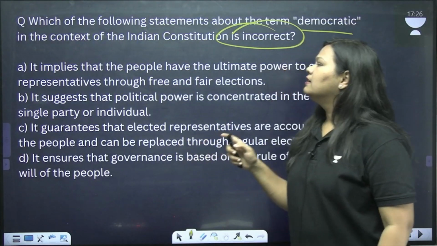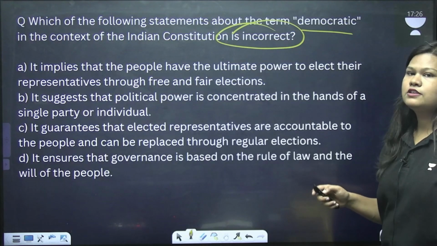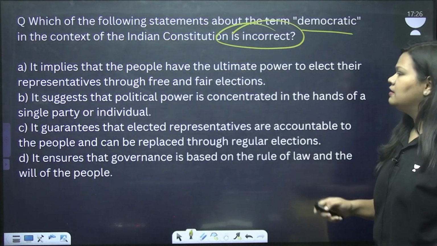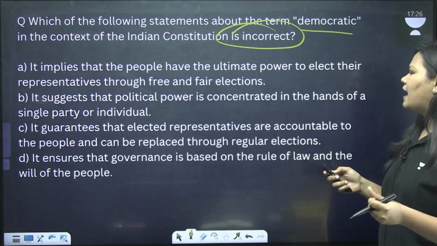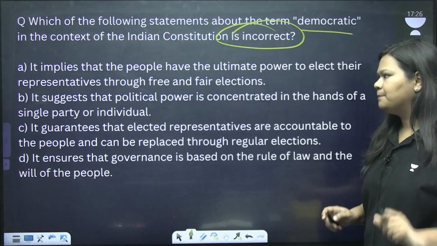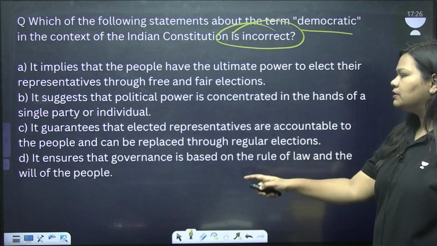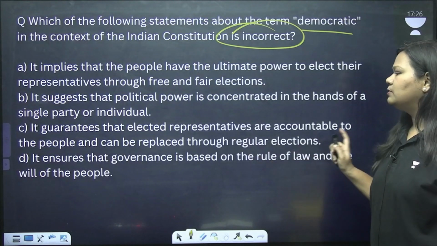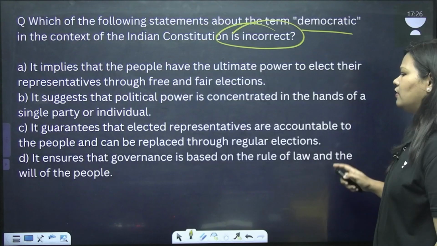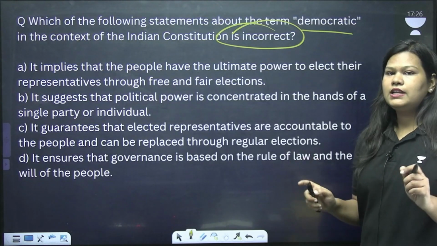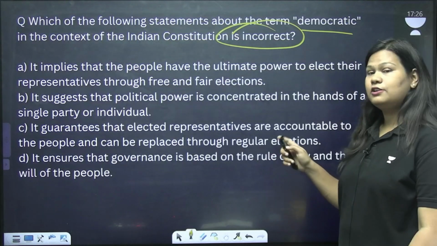Option A is, it implies that the people have the ultimate power to elect their representatives through free and fair elections. Option B is, it suggests that political power is concentrated in the hands of a single party or individual. Option C is, it guarantees that elected representatives are accountable to the people and can be replaced through regular elections. And option D is, it ensures that governance is based on the rule of law and the will of the people. We need to identify the incorrect statement. Pause your screen, lock your answers, because I'm going to tell you the answer now.